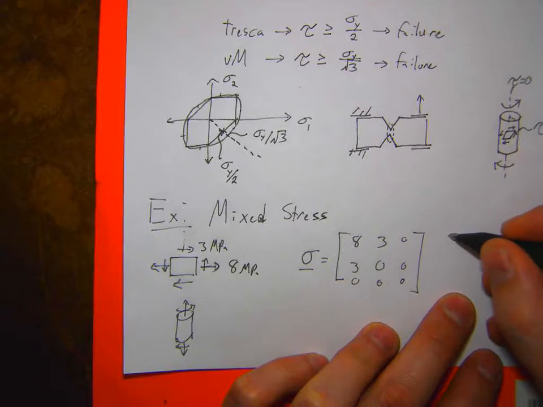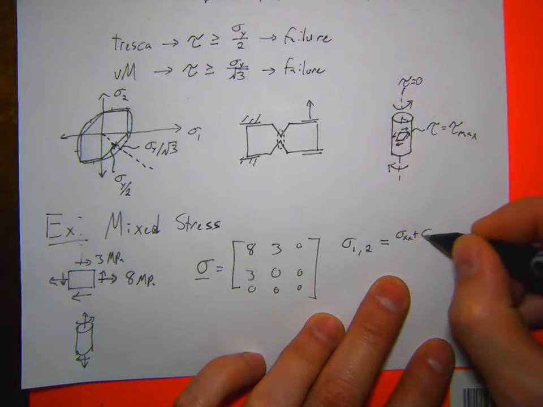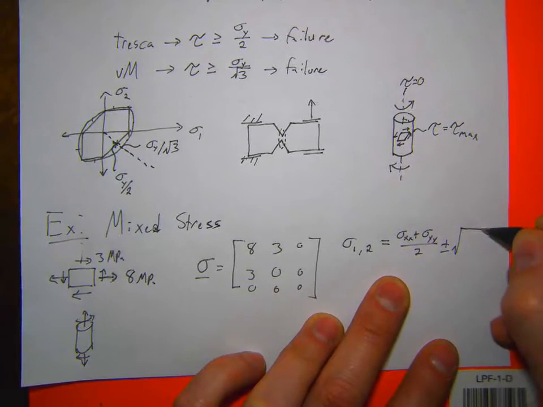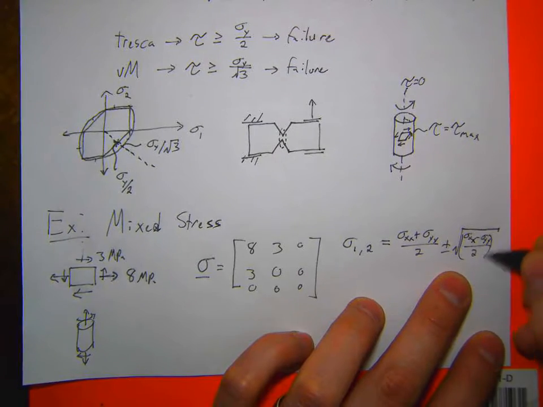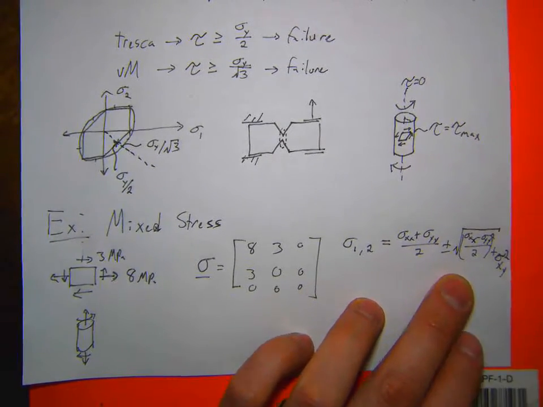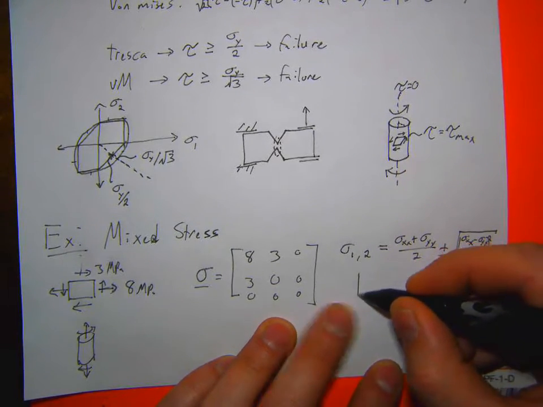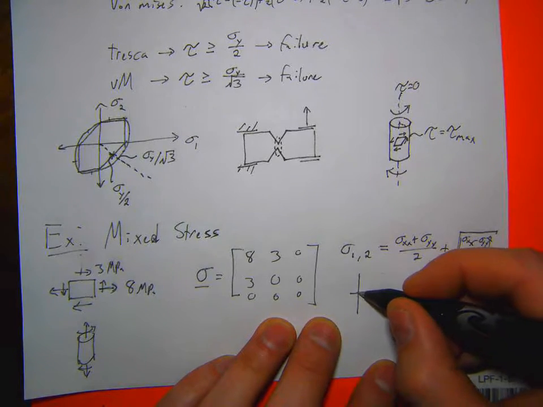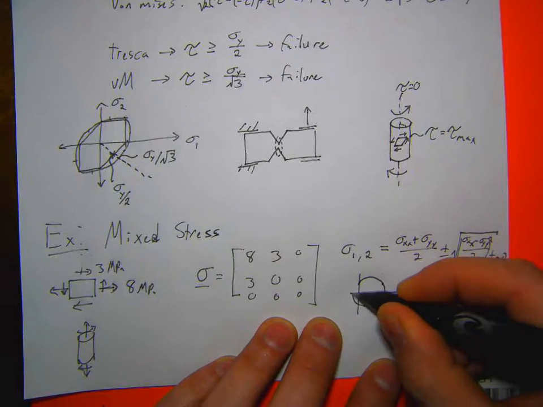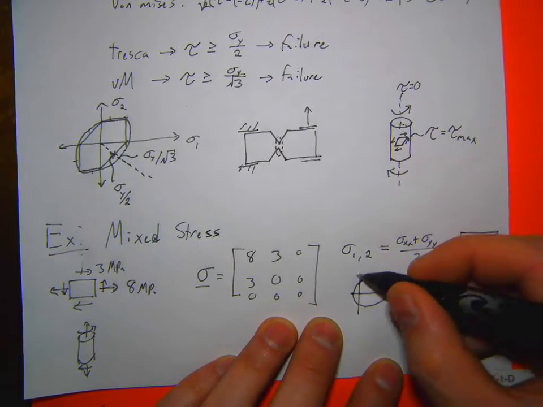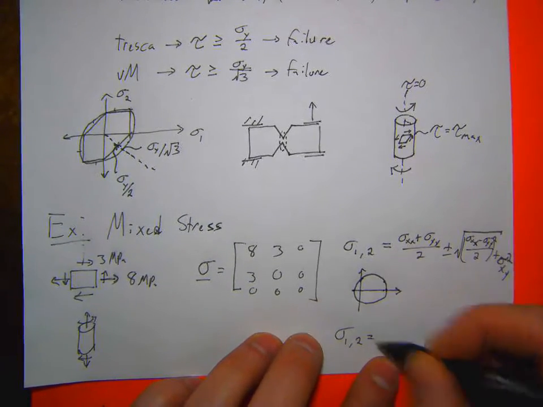So to find my principal stresses, I'm going to take the principal stress equation. This is sigma x plus sigma y over 2, plus or minus the square root of the quantity sigma x minus sigma y over 2, squared, plus sigma xy squared, which is kind of all crammed in there. I could also look at this in terms of Mohr's circle space. So here I have no stress in the two direction and some stress in the one direction. What I'm looking for in the end is some negative principal stress and some positive principal stress.